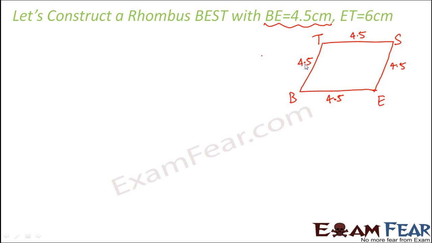Now in this rhombus, the length of BE is 4.5, which in itself means that all the sides would be 4.5 centimeters. And what is given? ET is also given. ET is nothing but the diagonal. So the diagonal is given as 6. So in this case also, this is of type 1, where all sides are given and one diagonal is given. So what will we do? What should be our step 1? Step 1 should be to draw the diagonal, and the diagonal here is ET. So we first draw ET, whose length is 6 centimeters.